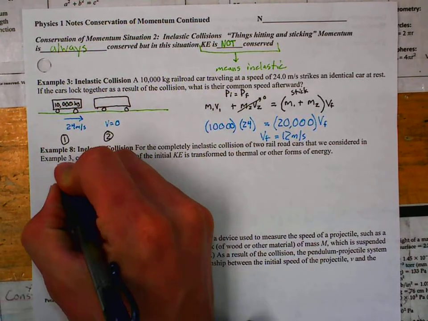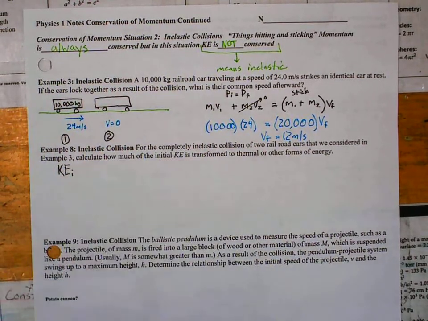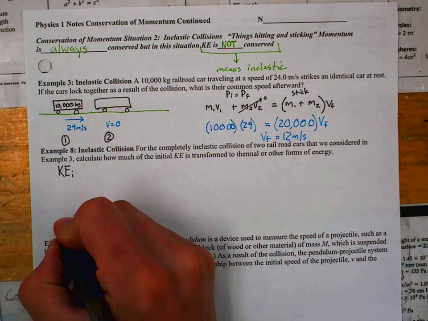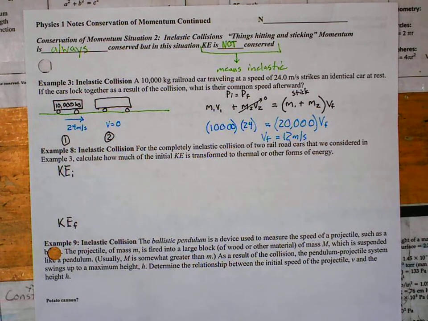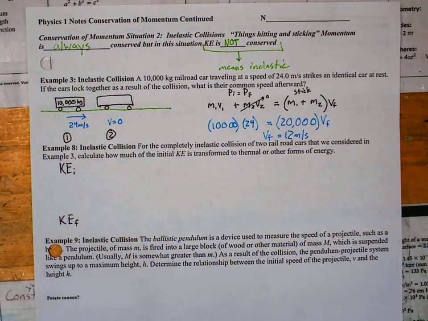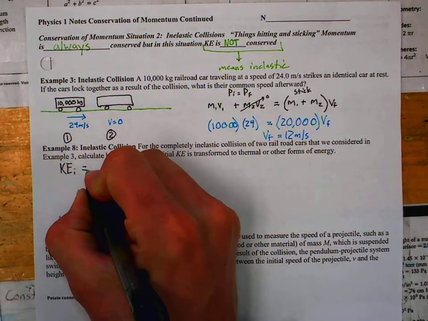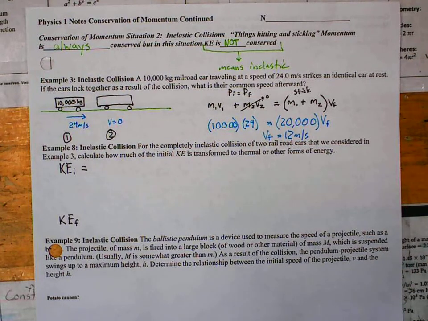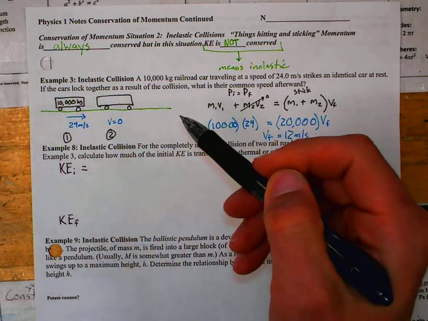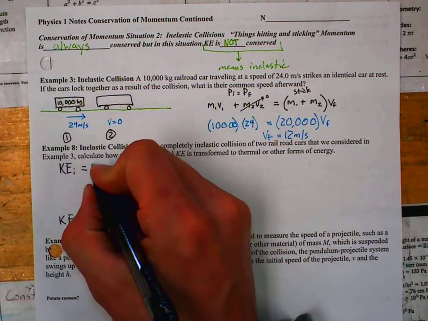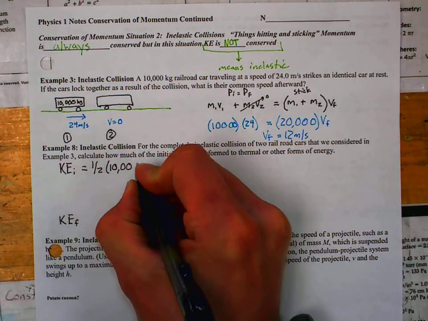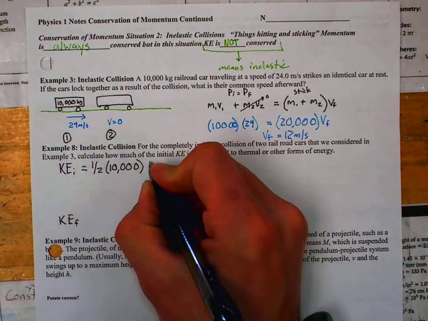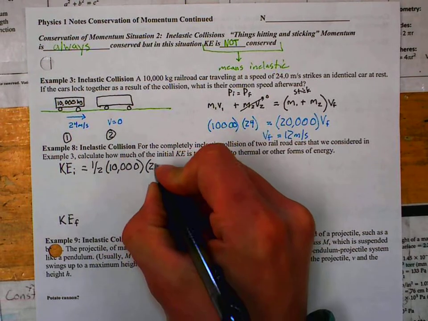We say KE initial, and we say KE final, and we calculate them both. And then we're going to compare them. Okay? So KE is 1/2 mv squared. Initially, we have two separate masses. So let's just look at this one first. We've got 1/2 of 10,000 times 24 squared.